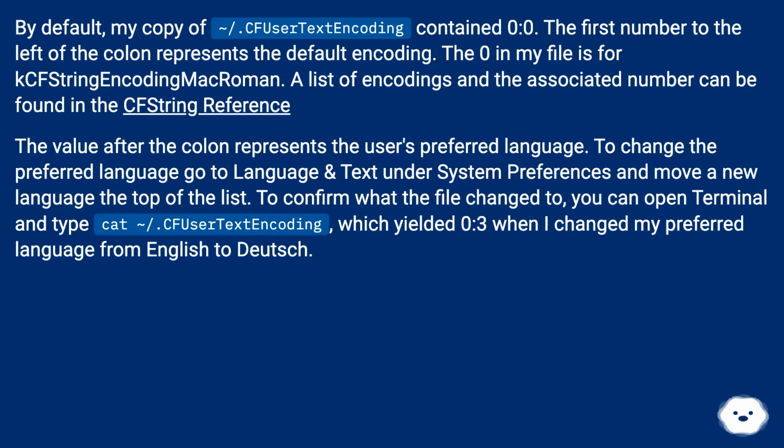The first number to the left of the colon represents the default encoding. The 0 in my file is for string encoding MacRoman. A list of encodings and the associated number can be found in the string reference. The value after the colon represents the user's preferred language.